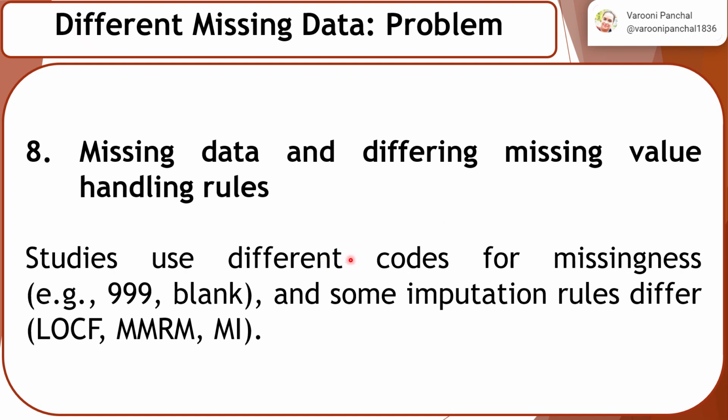Studies use different codes for missingness, for example triple dash or blank, and some imputation rules differ, like LOCF, which is last observation carried forward, MMRM and MI. So missing data rules and handling methods will be different across the 12 individual studies. You need to come up with a harmonized methodology that you will use in the ISS and ISE SAP. Then based on what you have mentioned in the ISE and ISS SAP, you need to fix that issue and then implement.